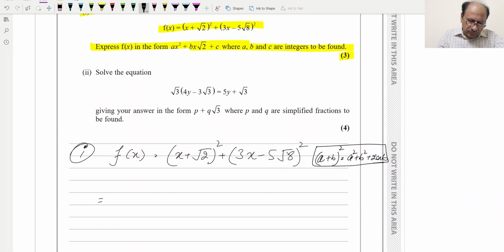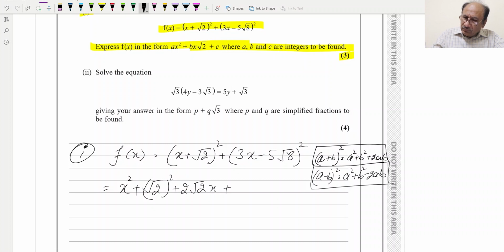This will be a squared. I'm applying on this first term, so x squared plus root 2 squared plus 2 root 2 x, and now we can apply on this one, and that formula will be what? That formula will be (a minus b) whole squared is equal to a squared plus b squared minus 2ab. So keep in mind this also.